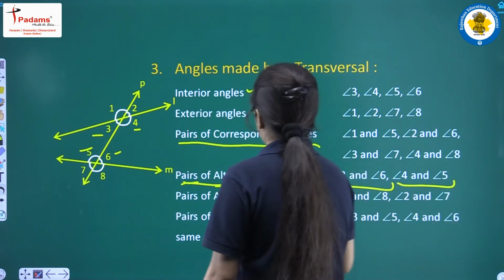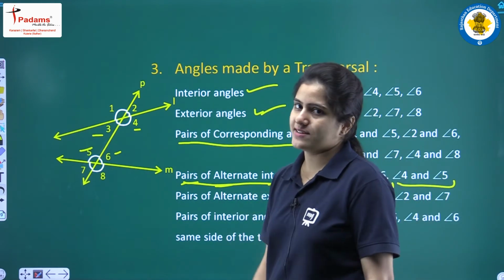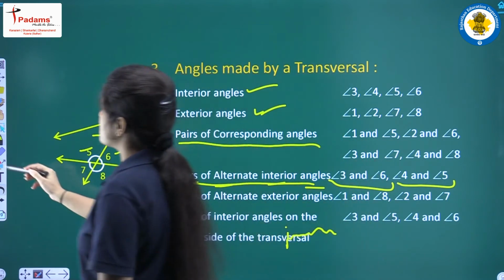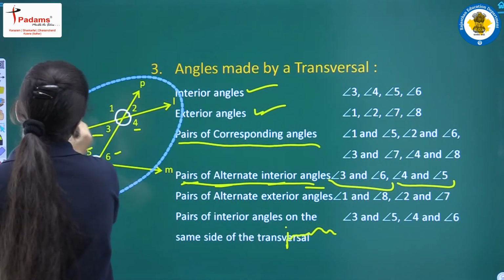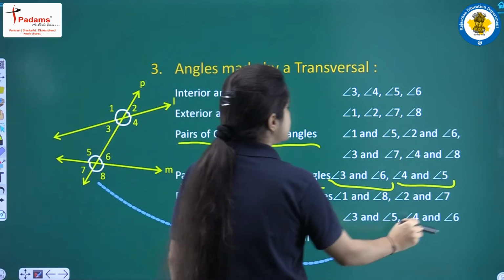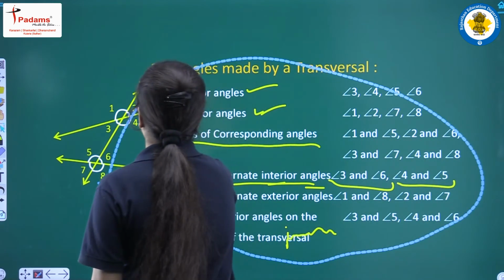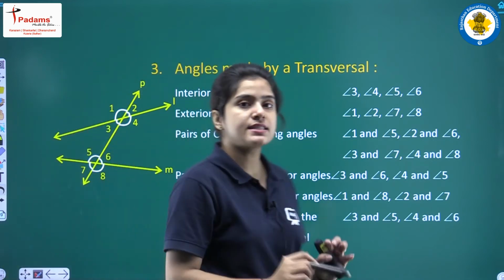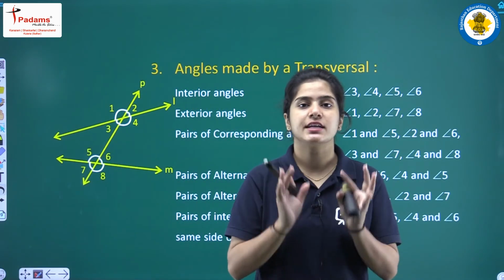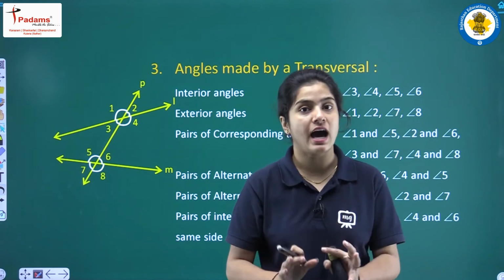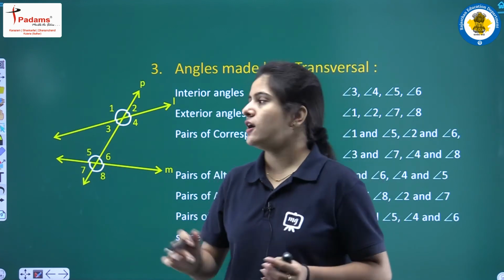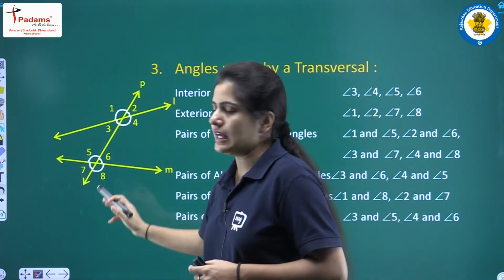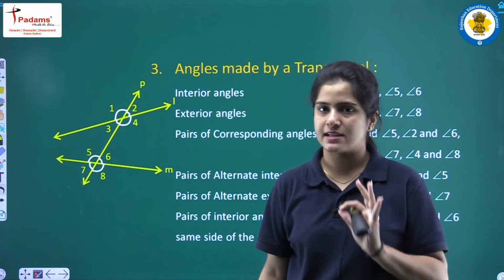This is a pair of alternate interior angles. Okay students, now we'll be talking about alternate angles, but this time alternate exterior angles. By exterior angles, we are very clear that we are talking about the angles that are lying at the exterior side. For example, 1, 2 and 7, 8, we are talking about these 8 angles, right?